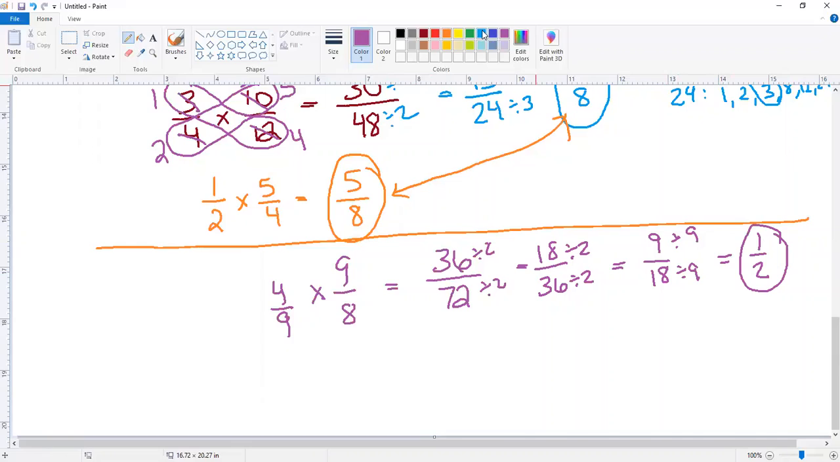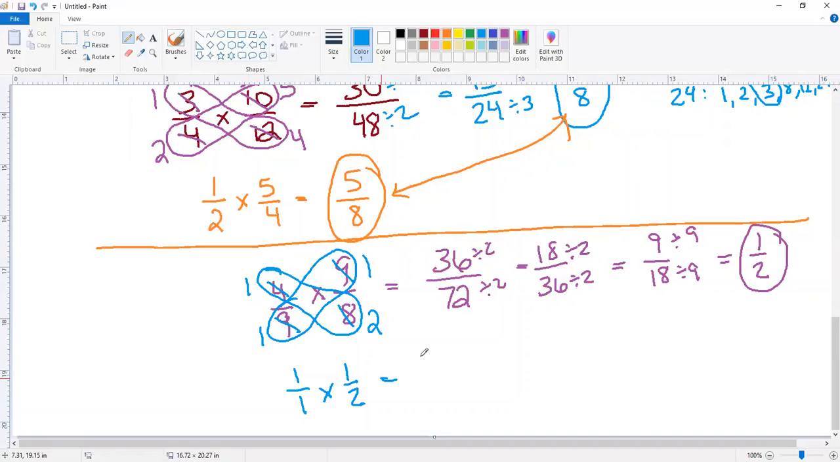Now let's see what happens when we cross simplify. We've got 9 and 9, and both of those can be divided by 9. So now all the 9s are gone. We have a 1 and a 1. And we have 4 and 8. 4 can go into 4, and 4 can go into 8. So 4 divided by 4 is 1. 8 divided by 4 is 2. Our new fraction is 1 over 1 times 1 over 2, which is 1 over 2.